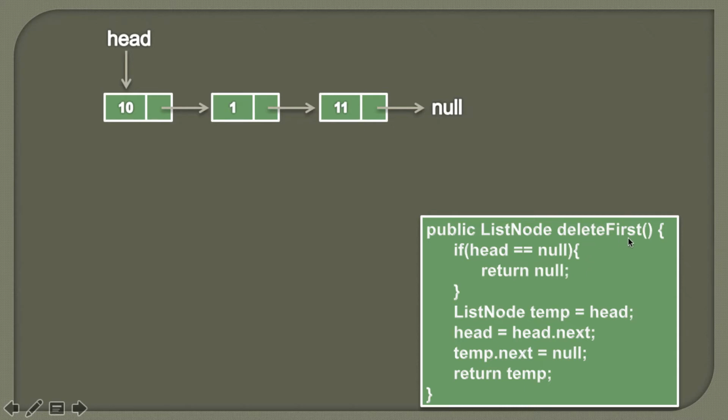When we call delete first, the first step we check is whether head is equal to null or not. Because if head is equal to null, it means head is pointing to null and there are no nodes to delete, so we simply return null. Currently head is pointing to a node having value 10, therefore this condition comes out to be false, and the execution point reaches here.